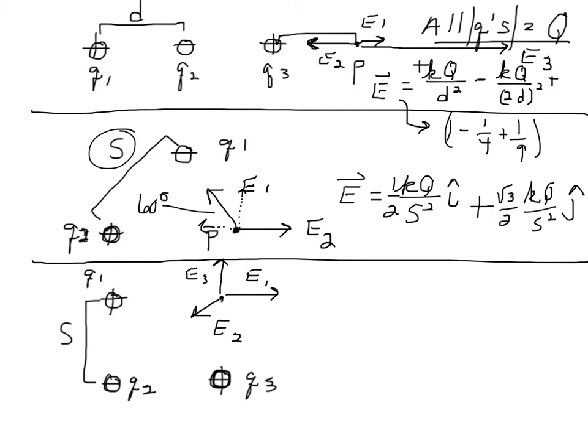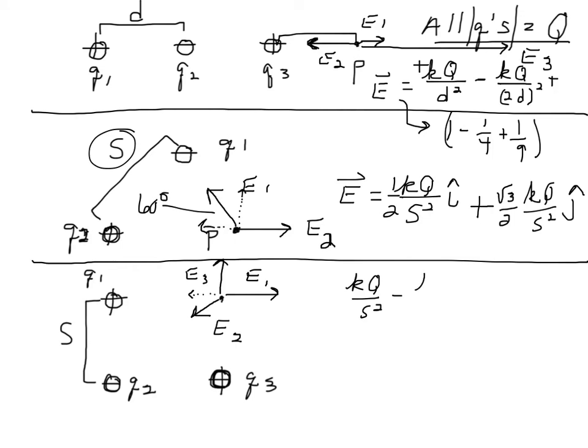So, pause the video. You've seen this problem before as a force problem and in class as a field problem. See if you can solve it. Then come back. Okay, you're back. Here's the answer. In the x direction, remember the magnitude of E1 is KQ over S squared. It's in the I-hat direction. And from that, you're going to subtract the x component of E2.